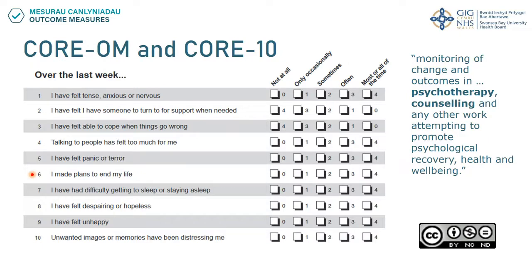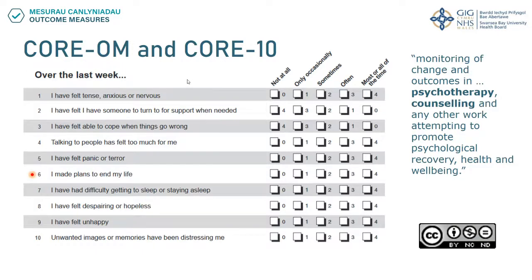So from the national outcome document, as a service, we decided to use the COM, also known as the Core 34 and the Core 10, to monitor change in patient outcomes. As a service, we also decided that we would use these forms pre, mid and post therapy. Core 34 has 6 related risk questions and Core 10 only has 1.